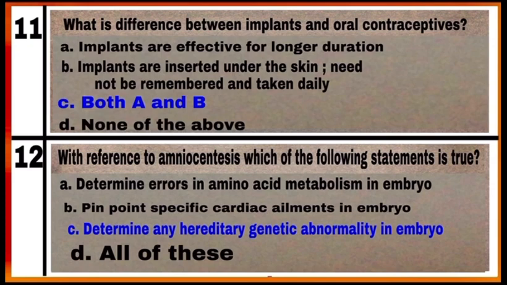Question 12. With reference to amniocentesis, which of the following statements is true? Statement C is true about this amniocentesis technique. It helps to determine any hereditary genetic abnormality in embryo. So here mark C as a correct answer.